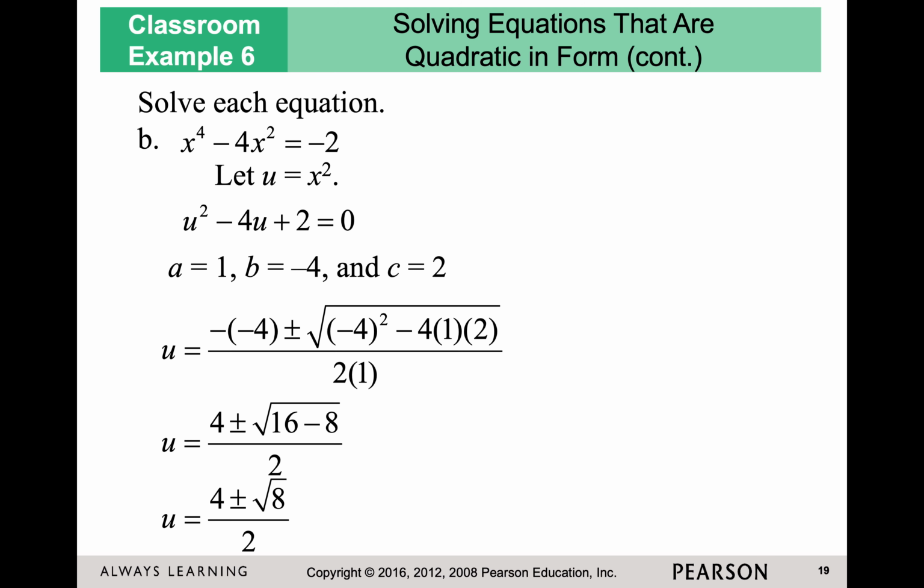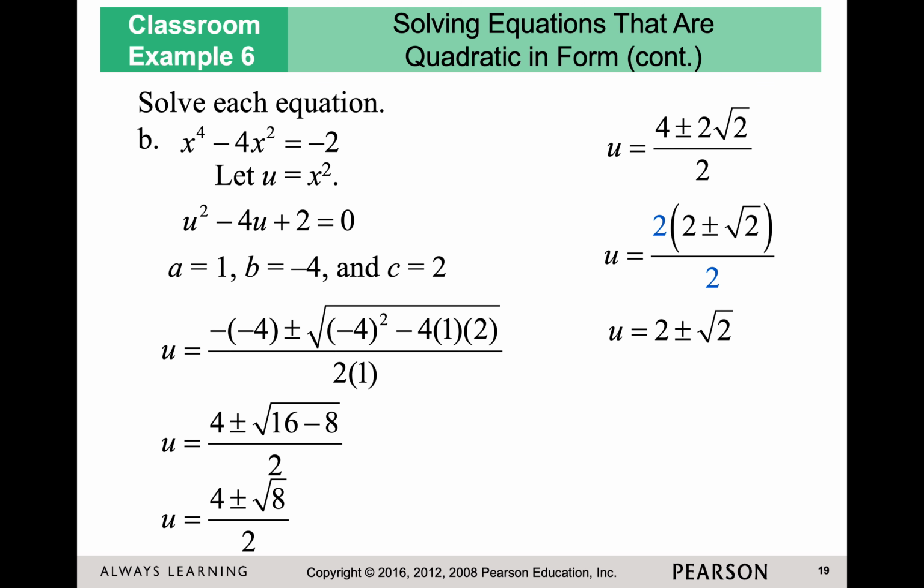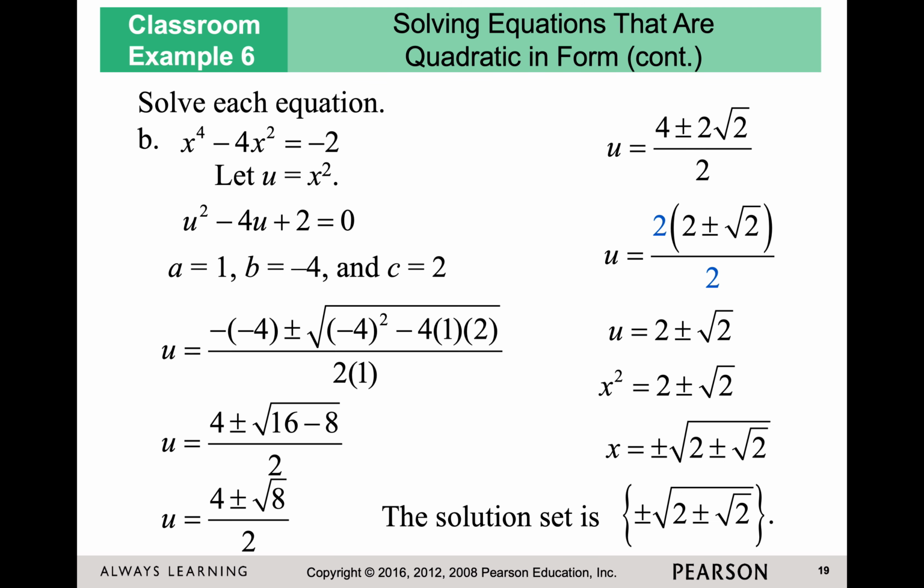Once I get it solved down to u, I have to go back in and plug in my x value. So I have u is 2 plus the square root of 2, but it was x squared. So then I have to take the square root of both sides, and it's a really ugly answer, but it's right. So in the lab, don't get freaked out when you see this. This is totally possible.